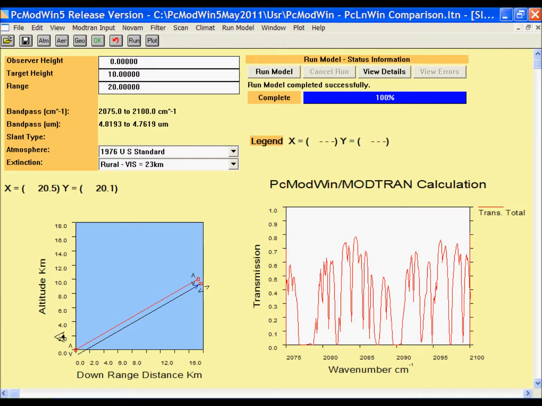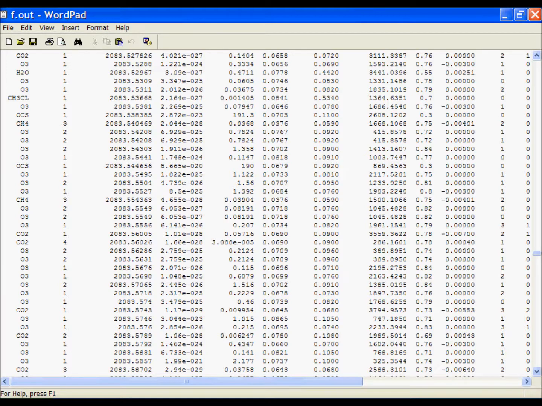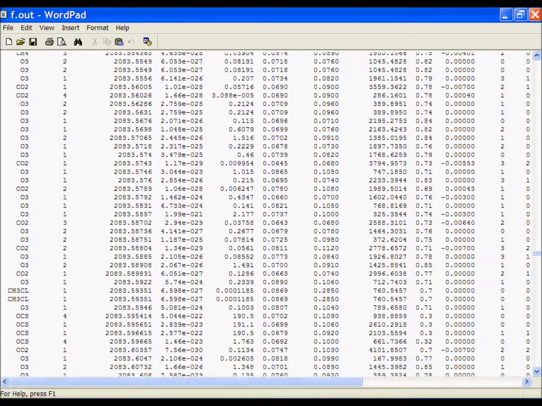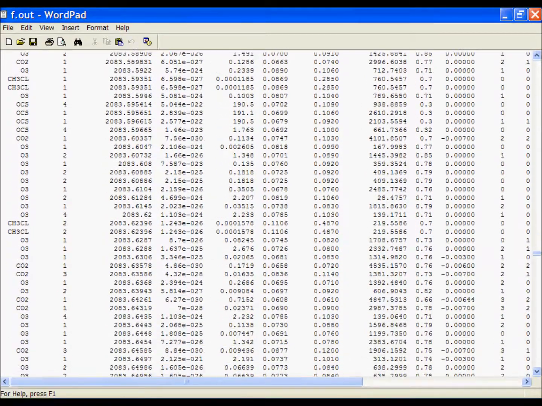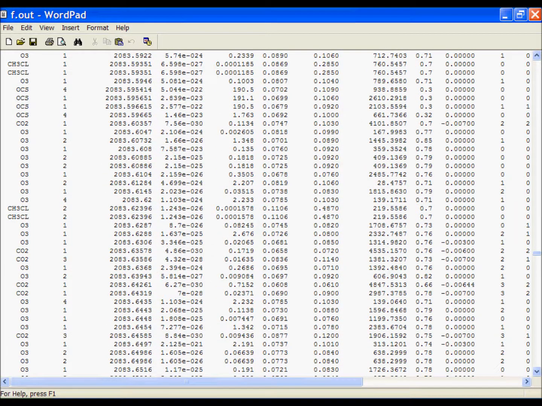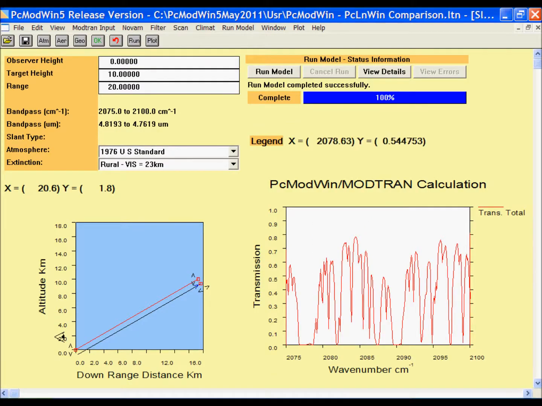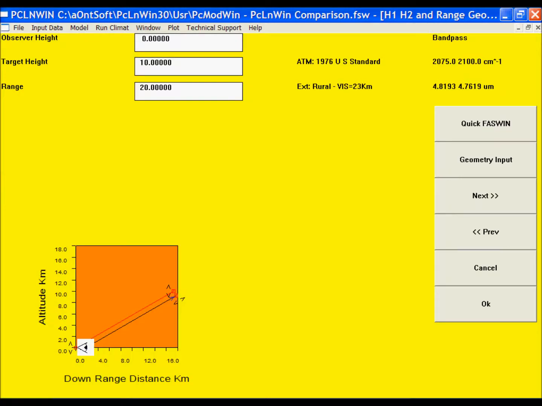This is the transmission between 2075 wave numbers and 2100 wave numbers. This is a very rich spectral region with a number of very strong carbon dioxide lines, ozone lines, water lines, several minor species, so that there is a great deal of absorption going on, as you can see by the structure in these lines. We're now going to do a similar Fascode calculation.